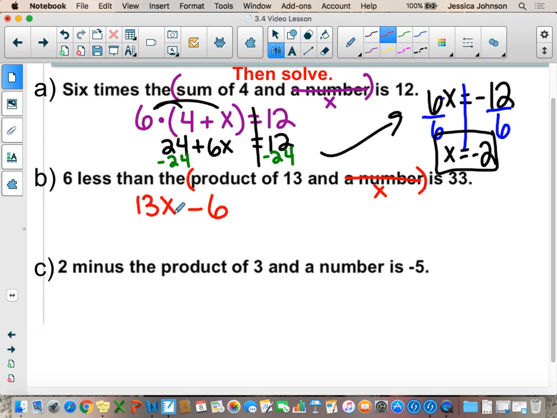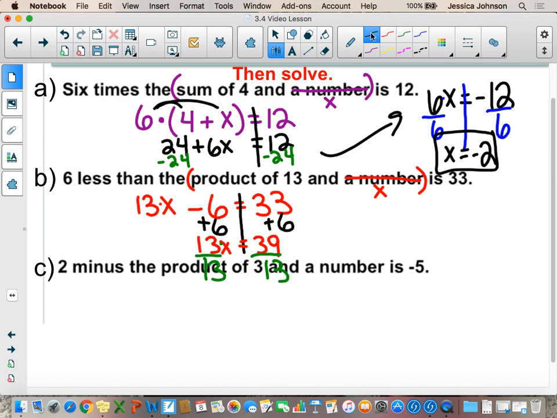Product means to multiply. I don't have to put that in parentheses because remember, order of operations, I would multiply first anyways. If you want to, that's fine. You put it in parentheses. Now I'm going to solve, so I add or subtract my constant from both sides. I get 13x equals 39. Multiply or divide my coefficient, so I'm going to divide both sides by 13. X is equal to 39 divided by 13 is 3.